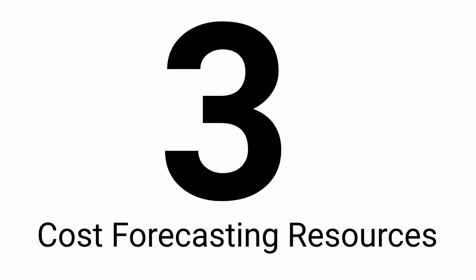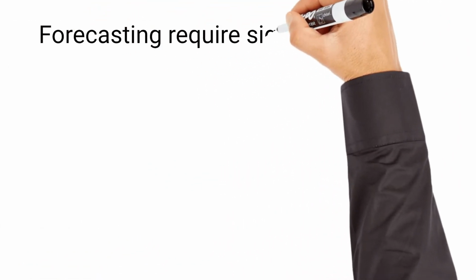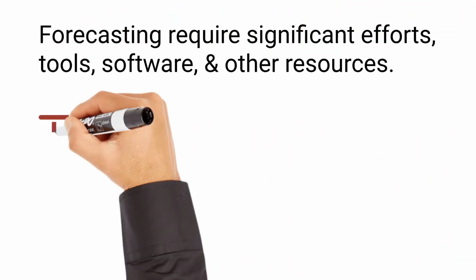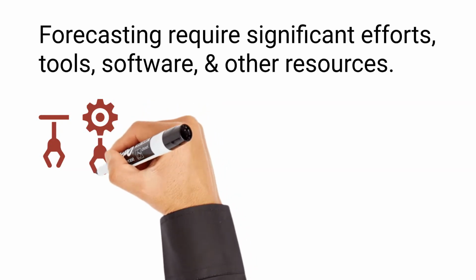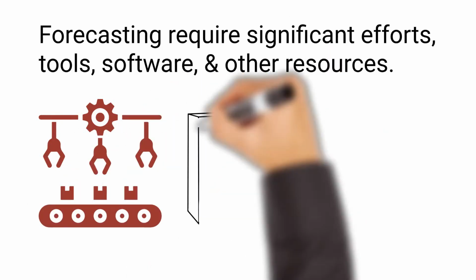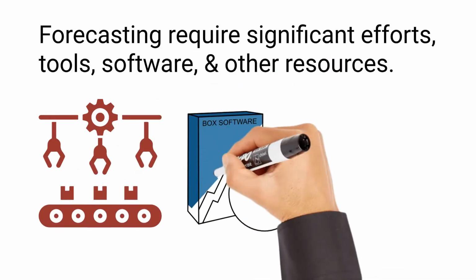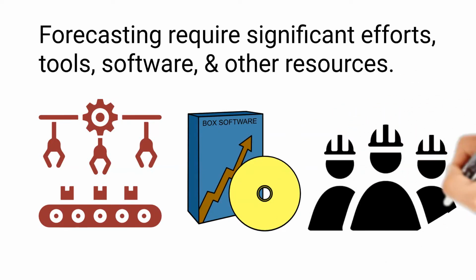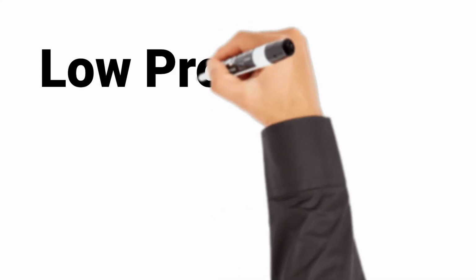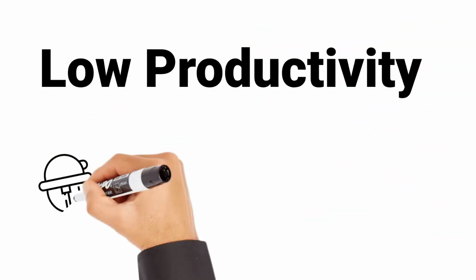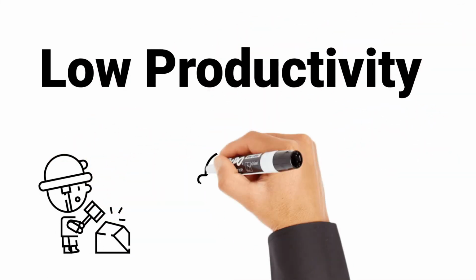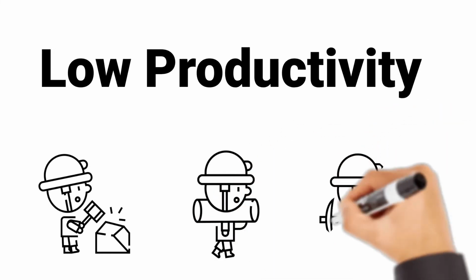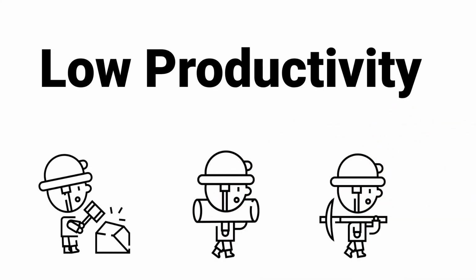The third factor is cost forecasting resources. Creating an accurate forecast requires significant effort, tools, software, and other resources. It becomes more difficult as the number of people involved in the cost forecasting exercise is less, and the project size is larger and more complex. Another factor is related to resource productivity. With low productivity, it becomes harder to account for costs in managing and organizing people. This is especially noticeable in project activities that involve building consensus or coordinating tasks across many people.